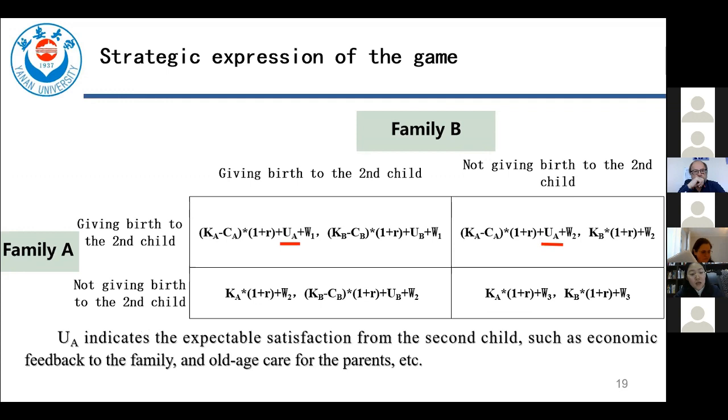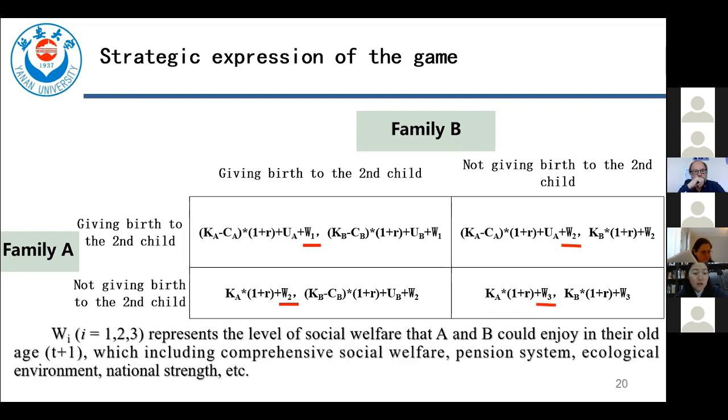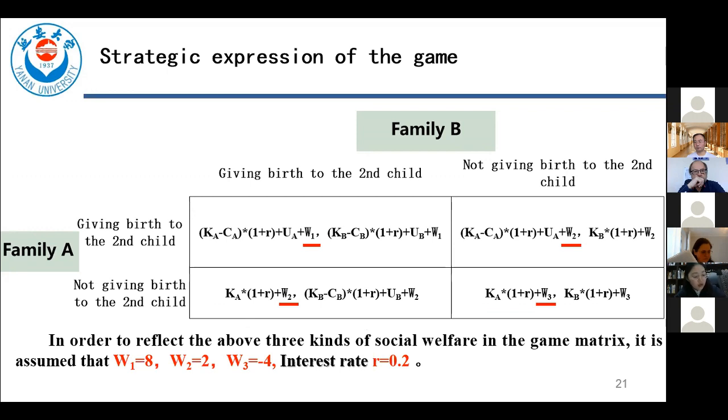UA indicates the expectable satisfaction from the second child, such as economic feedback and old age care, etc. WI represents the level of social welfare that A and B could enjoy in their old age, including comprehensive social welfare, pension system, etc. And in order to reflect the three different kinds of social welfare at different fertility levels, it is assumed that W1 equals 8, W2 equals 2, and W3 equals -4.